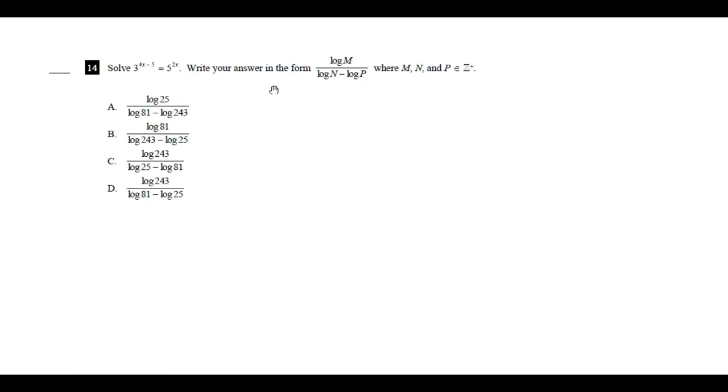And we need to write our answer in the form of using 3 logs. And note, since there's no bases indicated there, we would assume that, of course, common logarithms are what's required to get the correct option here of A, B, C, and D. And we're also told that the arguments here, m, n, and p, are positive integers. Remember that capital Z is the set of integers, and the plus here just indicates we're working with positive integers only. So it means we start rewriting our exponential equation and applying common logs to both sides.